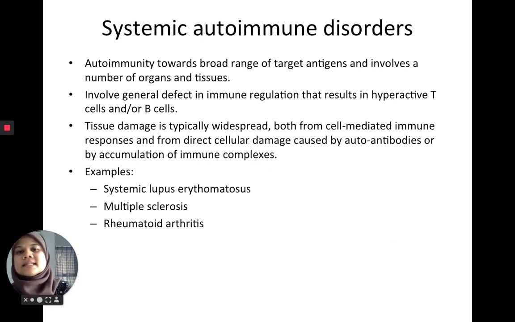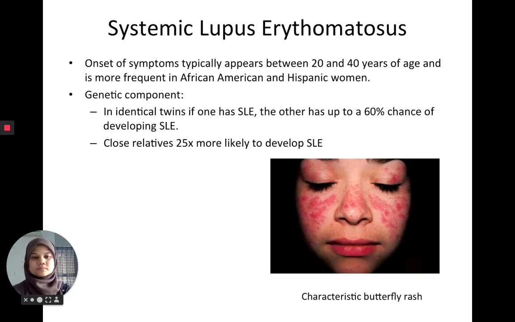So we've got systemic autoimmune disorders, where they target different antigens that are involved in a number of organs and tissues. And they involve a general defect in the immune regulation. So you've got hyperactive T cells or B cells, and the damage is widespread. And it can be cell-mediated as well as autoantibody mediated. So examples are SLE, systemic lupus erythematosus, multiple sclerosis, as well as rheumatoid arthritis.